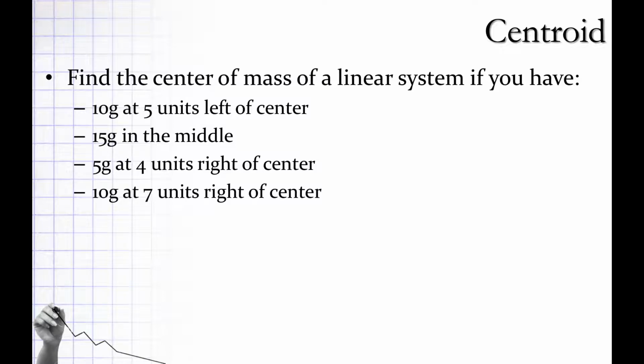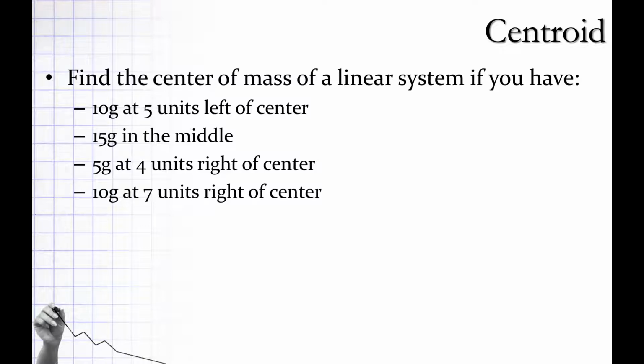Okay, so what we are going to do is we need to find the moments and add them together and divide them by the mass sum. Okay. So first of all, what would be the sum of the mass? 40. Okay, so that's your denominator.